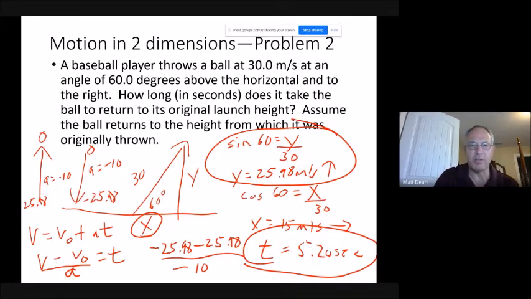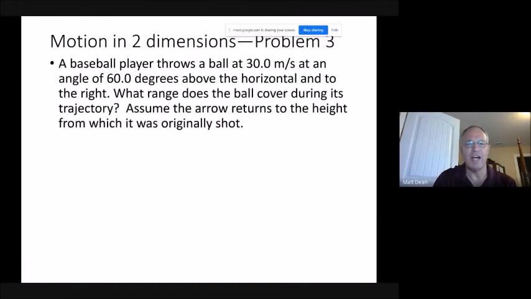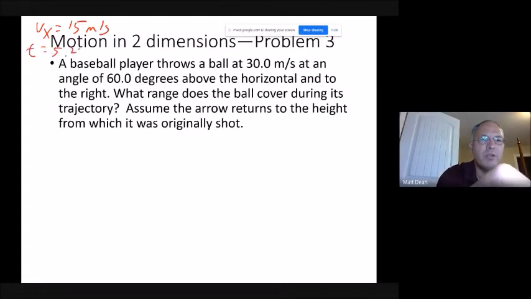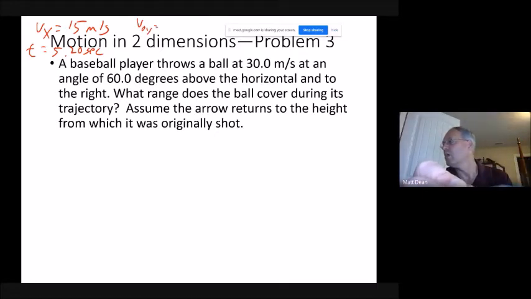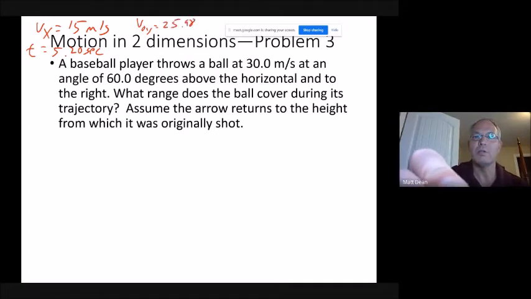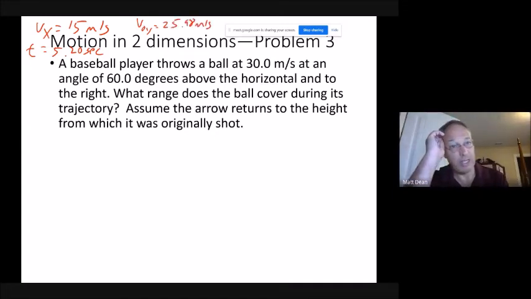We're going to go to the next part of the problem here, remembering that our horizontal component of our speed was 15 meters per second, and our time was 5.20. So I'm going to write Vx, 15 meters per second. That's my horizontal component of my velocity, and my time in the air was 5.20, and my initial vertical component was, let's see, what was it? 25.98 meters per second.